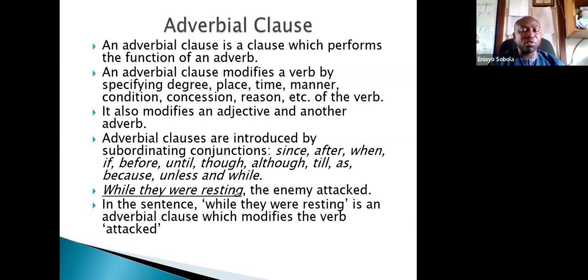Realize that "while they were resting" modifies the verb attacked. The attack was done at the time they were resting. You can say that this adverbial clause functions as an adverb of time, modifying the verb attacked.